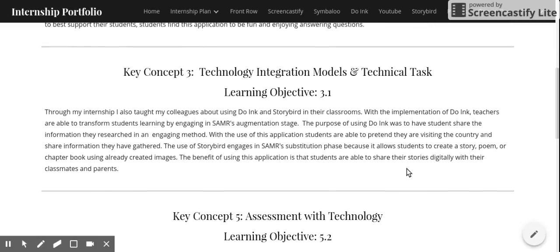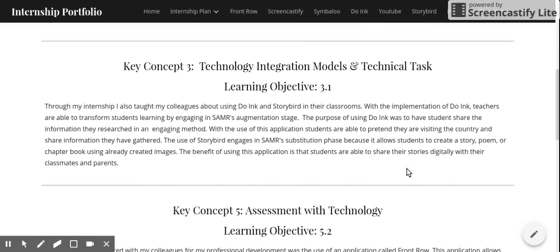Another key concept that I met was key concept 3, technology integration, models, and technical tasks, and learning objective 3.1. This concept was accomplished because through my internship, I also taught my colleagues about using Doink and Storybird in their classrooms. With the implementation of Doink, teachers are able to transform student learning by engaging in SAMR's augmentation stage. The purpose of using Doink was to have students share the information they researched in an engaging method. With the use of this application, students are able to pretend they are visiting a country and share information they have gathered.